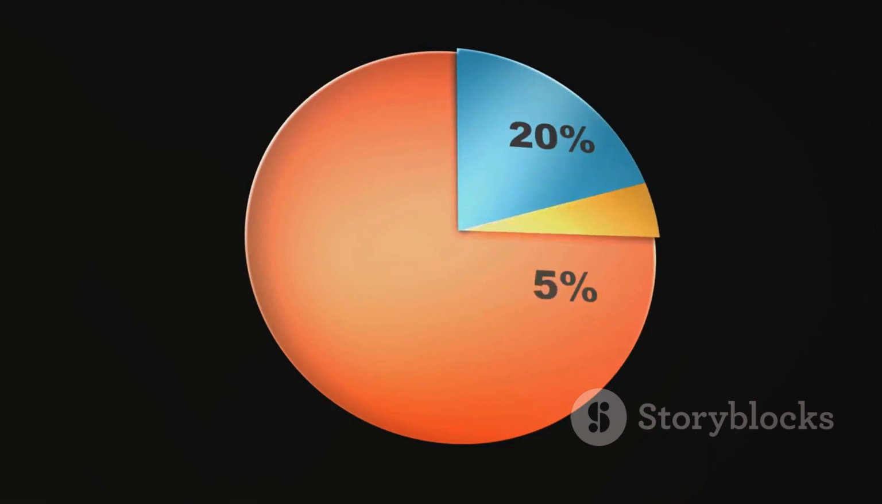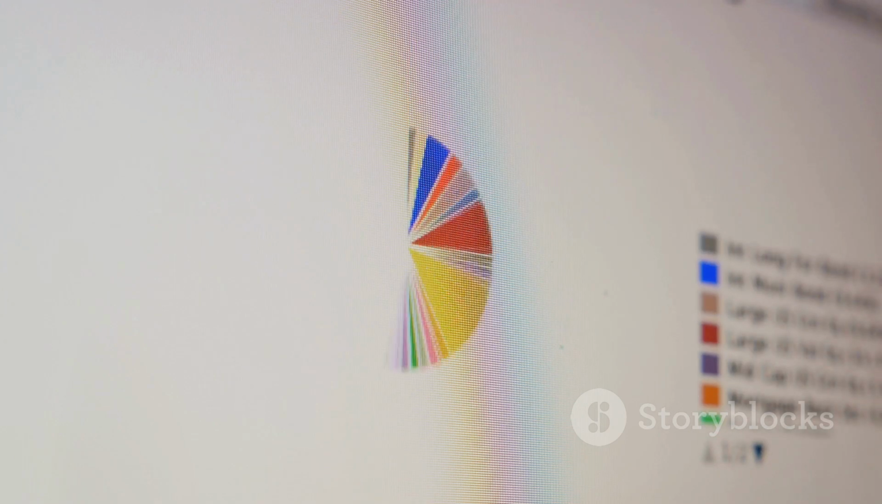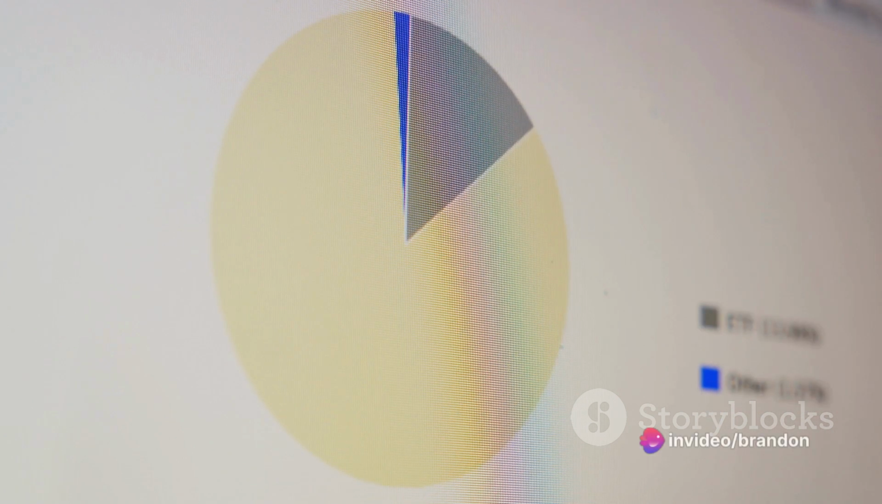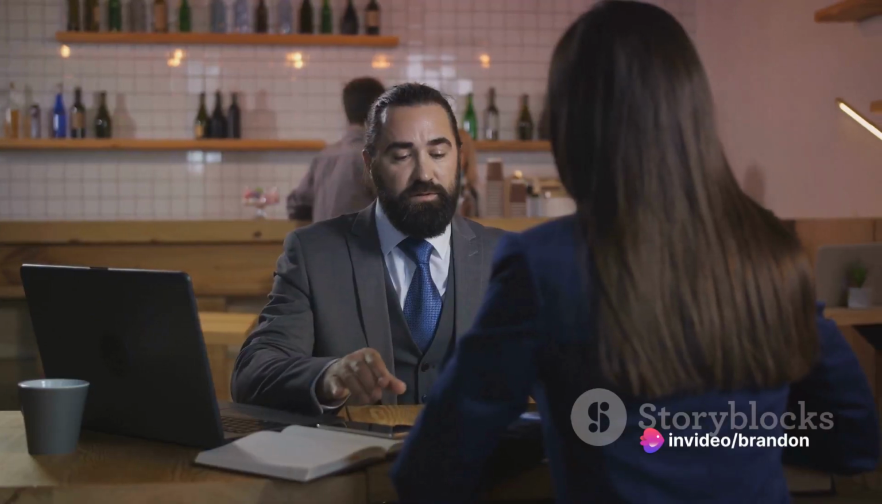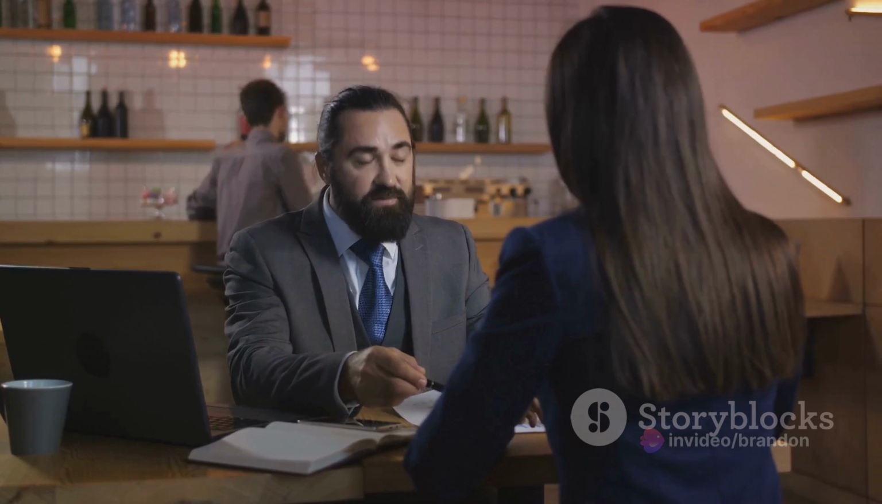Let's illustrate this with an example. You might allocate 60% of your portfolio to stocks, 30% to bonds, and the remaining 10% to alternative investments like real estate or precious metals. This is just an example, and your allocation will depend on your unique circumstances.